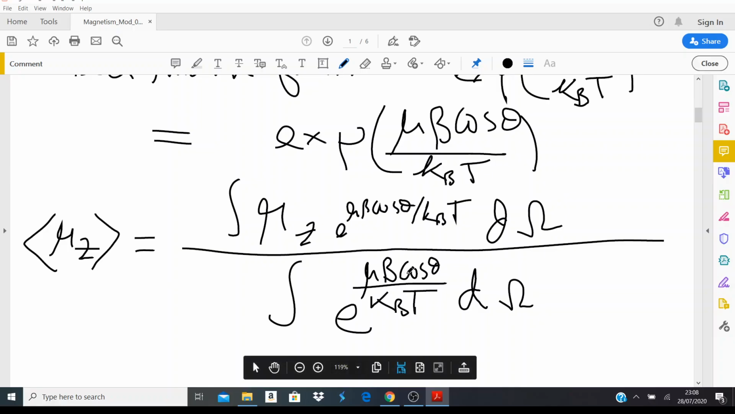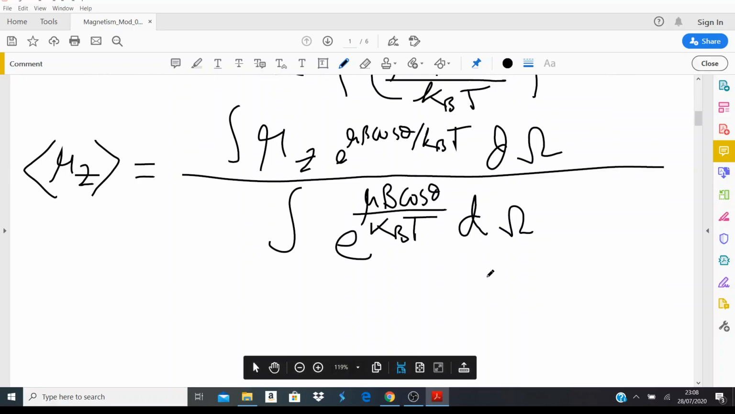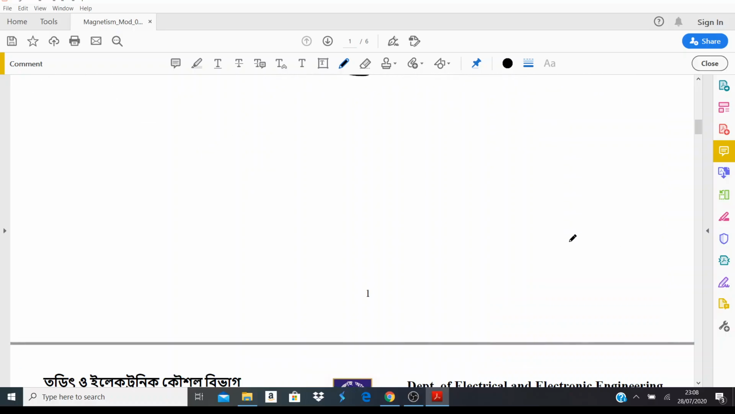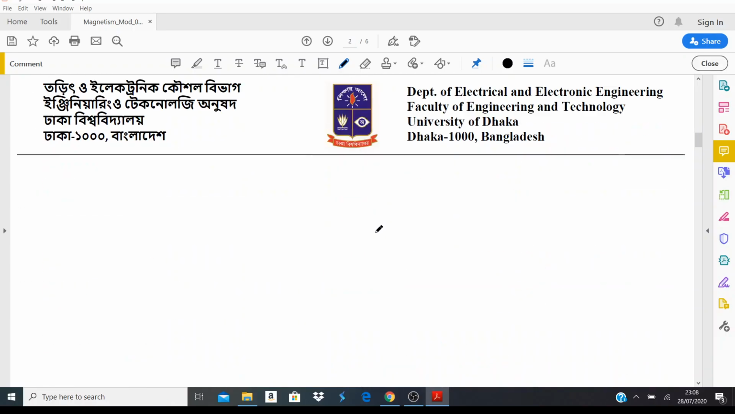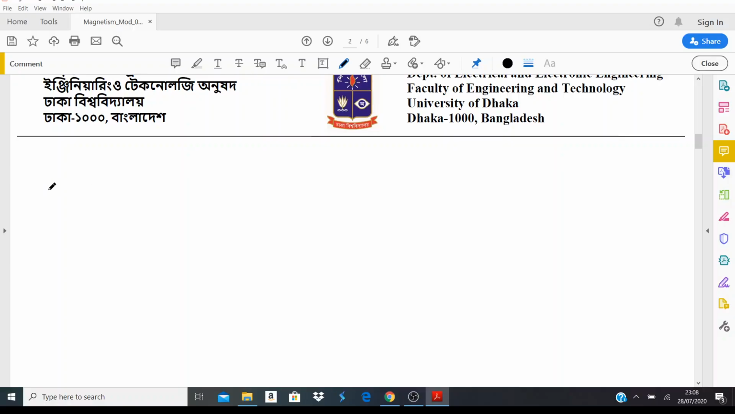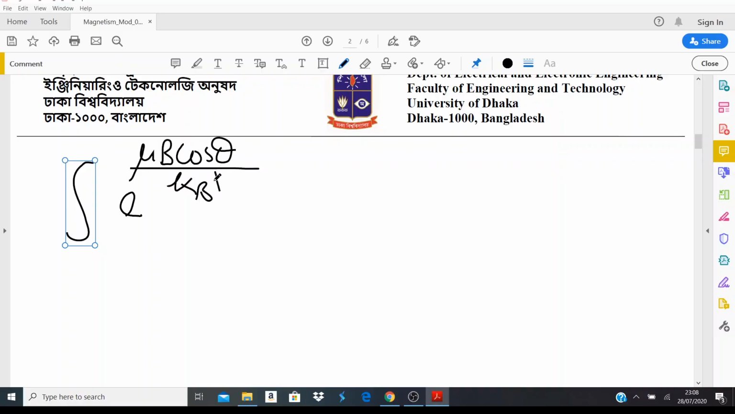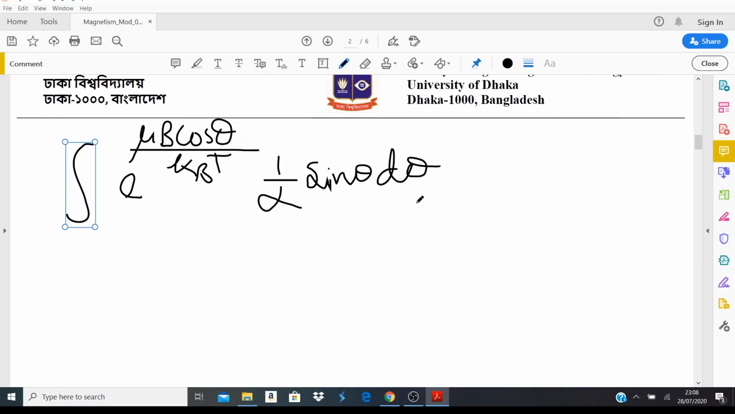We need to evaluate this quantity, right? So let me evaluate this quantity first, and let's do it over here. In the denominator, we have integration over the angle of the Boltzmann factor, right? The Boltzmann factor is mu B cosine theta divided by kBT, right? And we have the solid angle, and we know the value of the solid angle. That's nothing but half sine theta d theta, right?